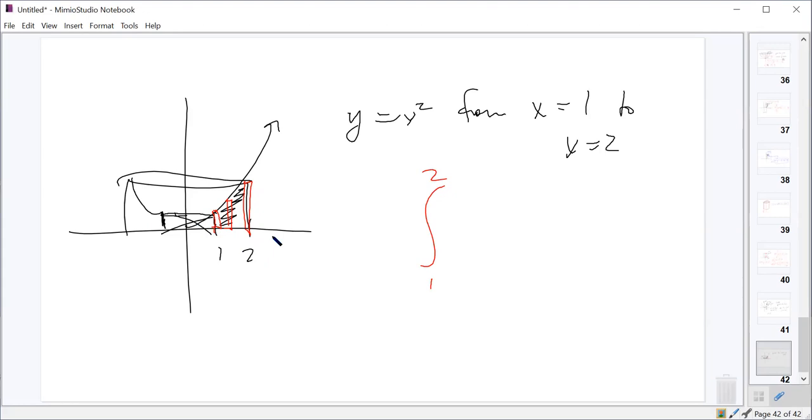Does that make sense? Yep. Are you sure? Yeah, it does. Thank you. The radius is x, and the height in this case would just be x squared. So yeah, you just plug all those in.